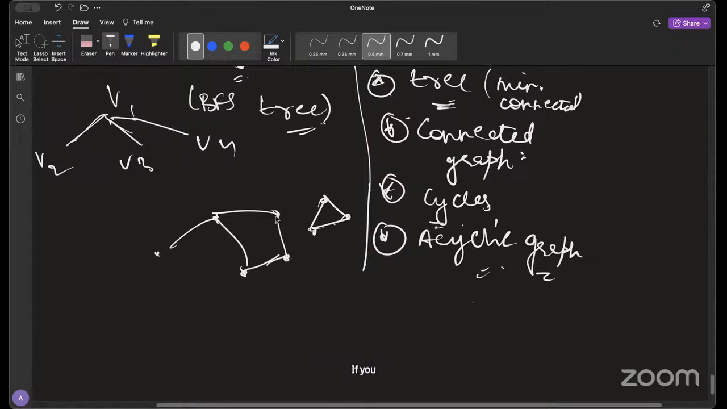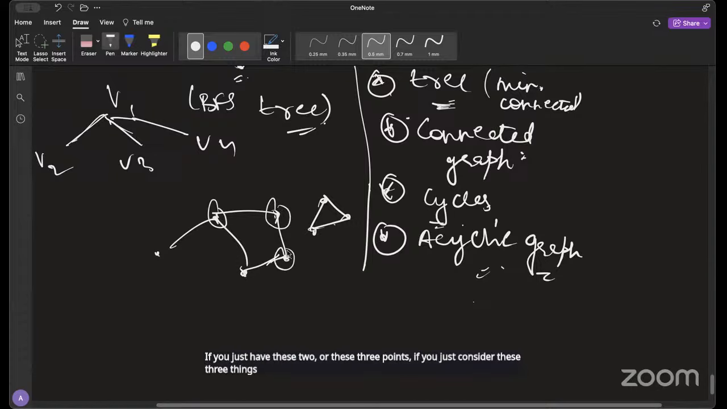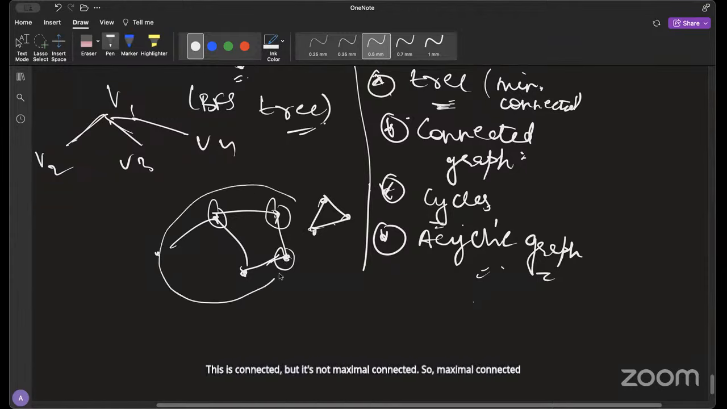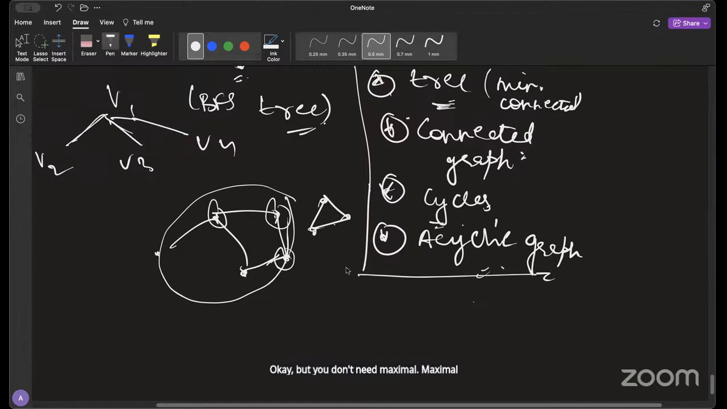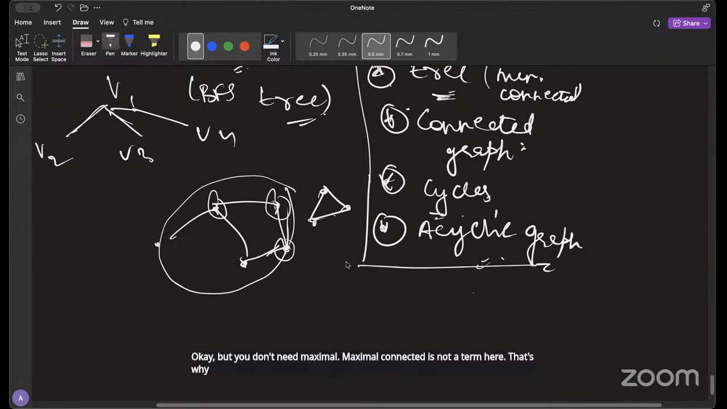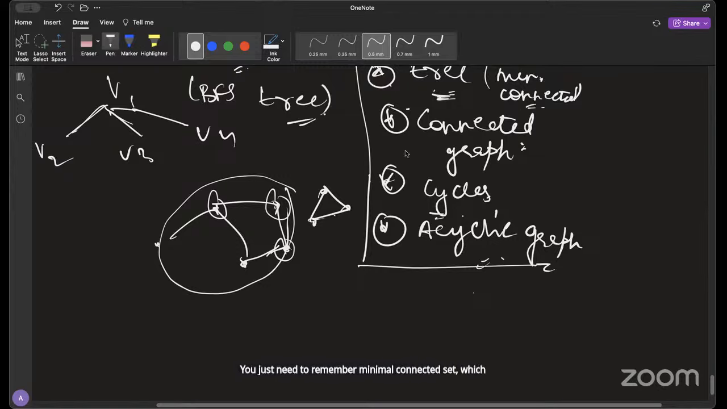If you just consider these 3 points, then this is connected, but it's not maximal connected. Maximal connected would be this whole thing, right? But you don't need maximal; it is not a term here, so just forget it. You just need to remember minimal connected set, which is called a tree in short.